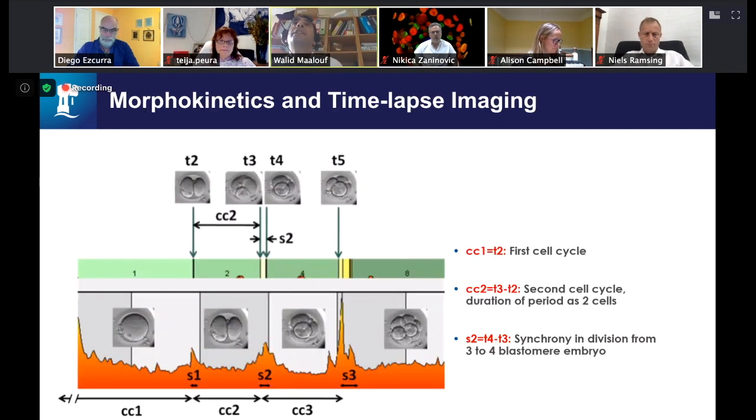This is an example of some of the common variables that are used in early development and the time points when they are reached. With these milestones of development, you can look at the relationship between the time points, at the cell cycle and the synchronicity. And then you can assess how fast, how slow, and the normal pattern of development of these embryos all the way to the blastocyst stage.